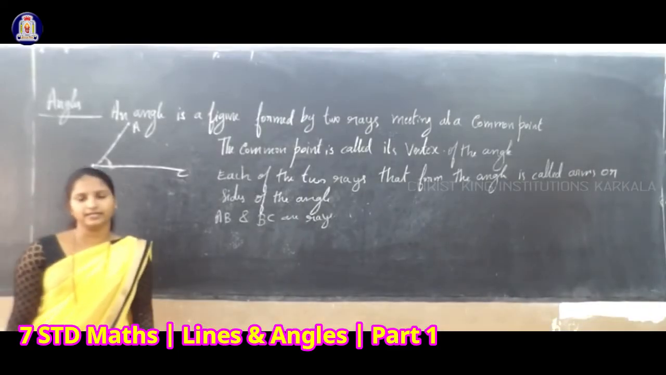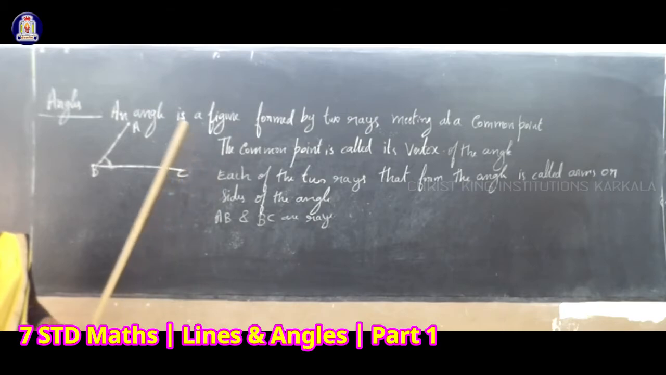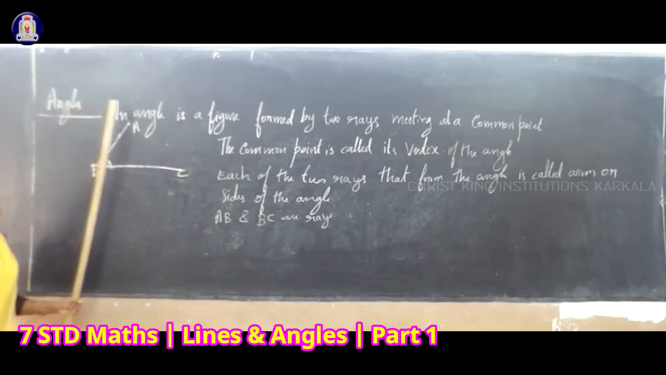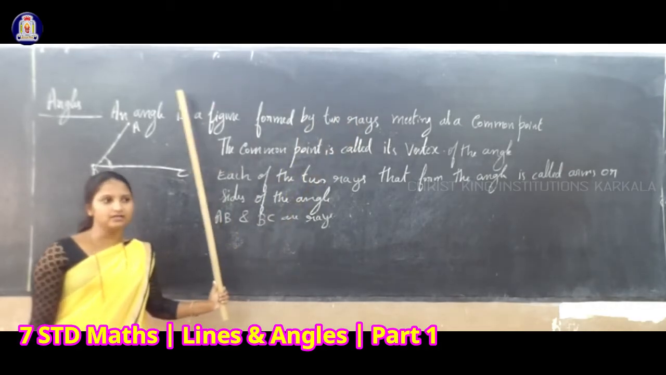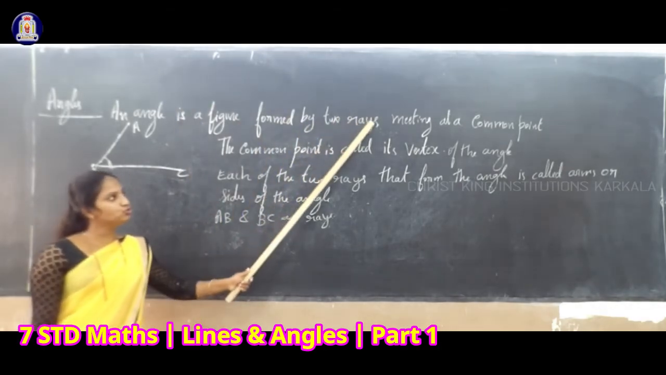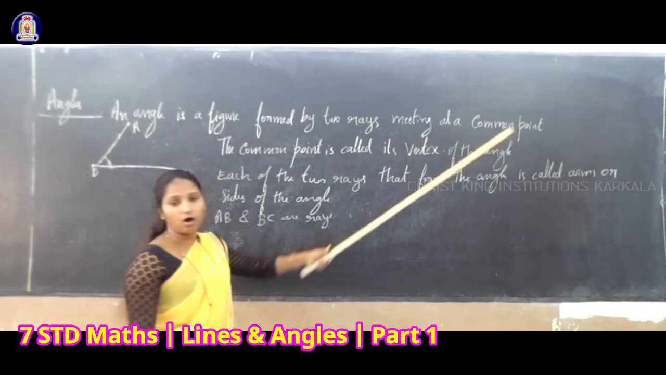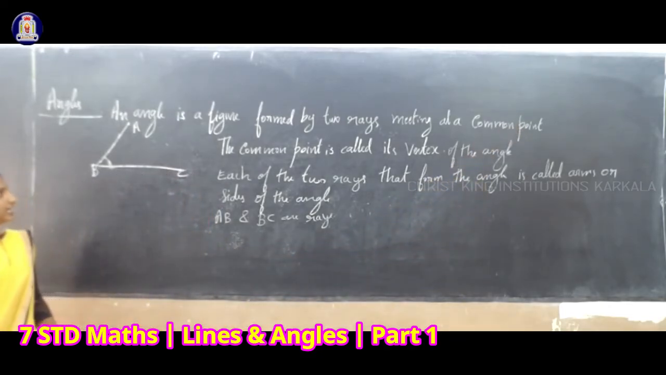Okay, next concept, that is angles. You know what an angle is? An angle is a figure formed by two rays meeting at a common point. So what is an angle? An angle is formed by two rays.